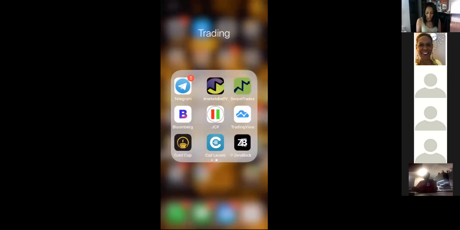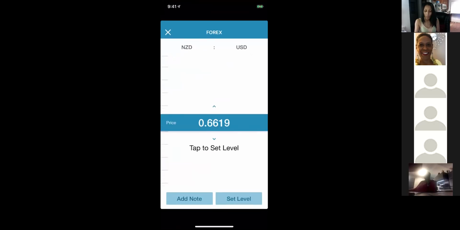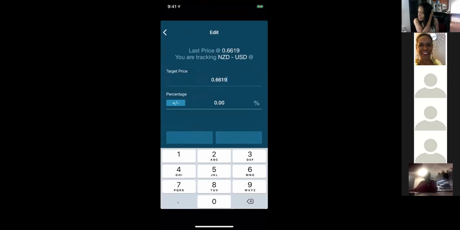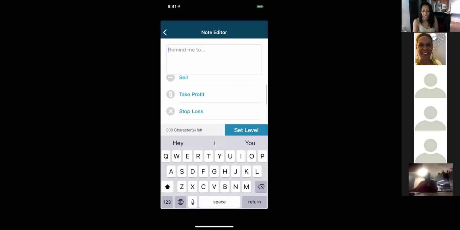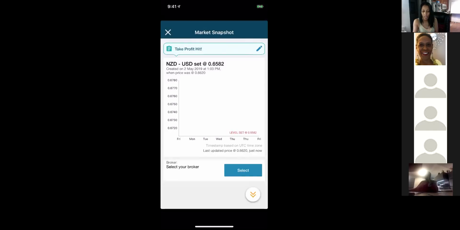Let's go back into Call Levels. Now let's just say we already triggered our order, so I'm going to delete that. Well, I'm going to create another one first on the same pair. So NZD/USD. I'm going to do it for take profit. So take profit is 65820. I'm going to add a note, and I'm just going to select a pre-written note that says take profit. I like to put take profit hit. I'm going to set the level. That's it.